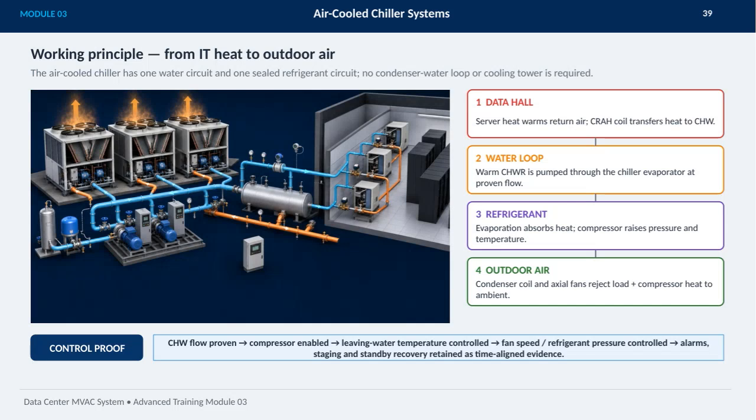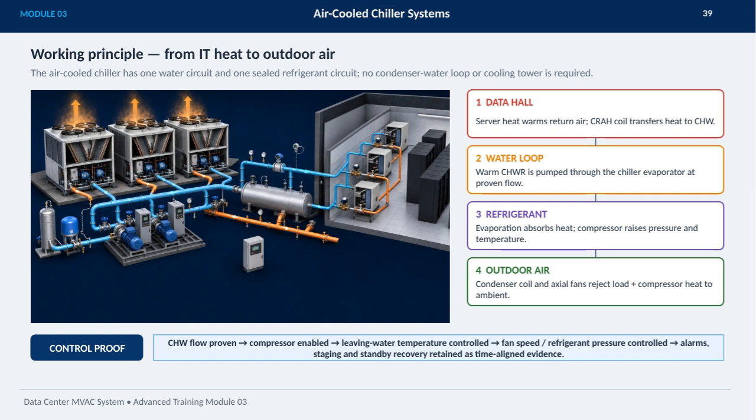This slide explains the working principle of the air-cooled chiller system, which is crucial for cooling data centers efficiently. Starting in the data hall, the server heat warms the return air, and this heat is transferred to the chilled water through the CRH coil. This chilled water loop then pumps warm water through the chiller evaporator at a carefully controlled flow rate.